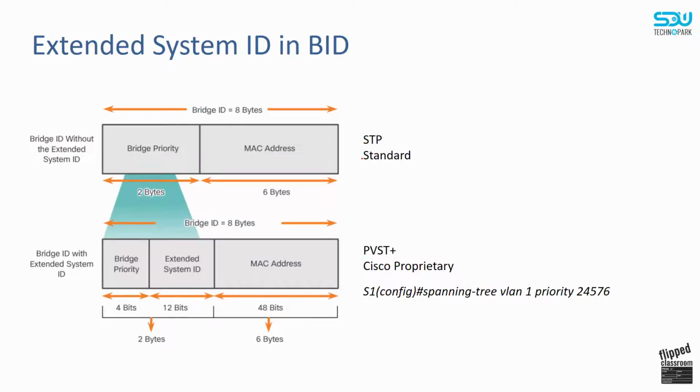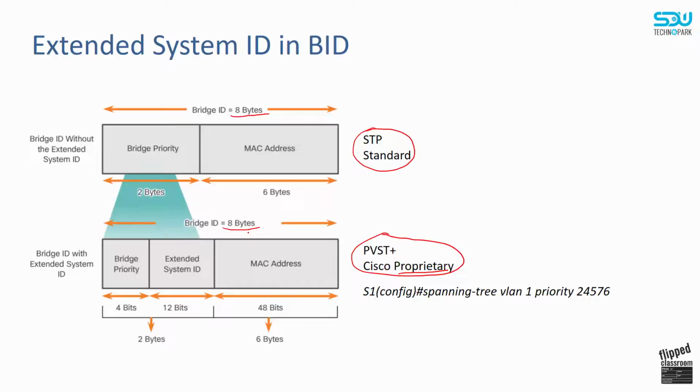Alright, so we have the extended system ID in the BID. We have different types of spanning tree protocols. STP is the standard spanning tree protocol, and PVST plus, per VLAN spanning tree, is the Cisco proprietary protocol, and their BIDs are quite different. Whereas in STP we have the bridge ID, BID, which is equal to 8 bytes, and the BID of PVST plus is also 8 bytes.